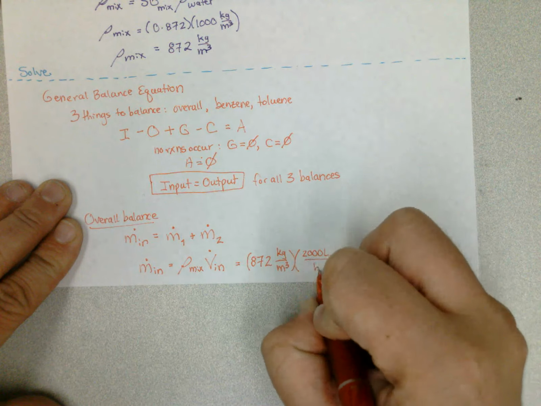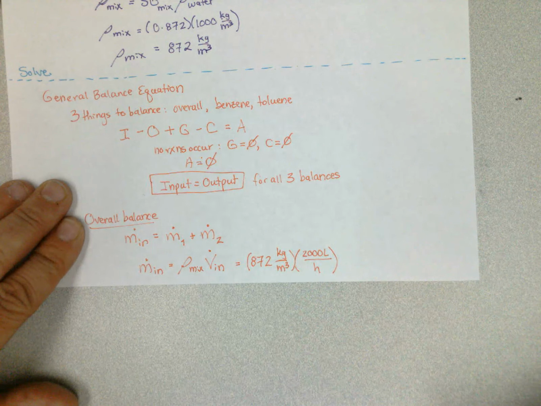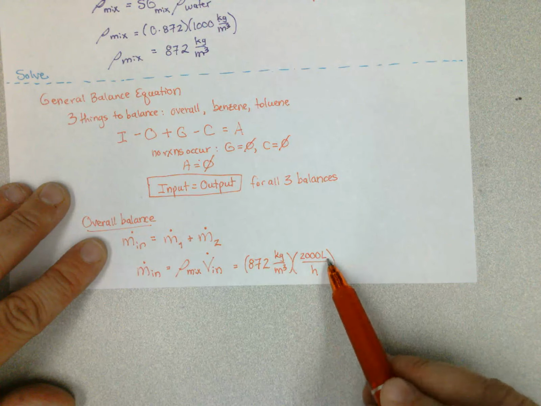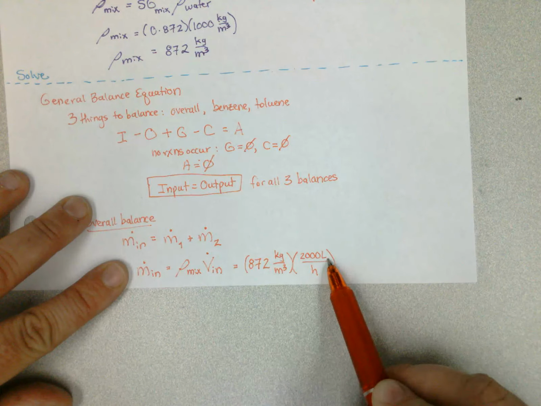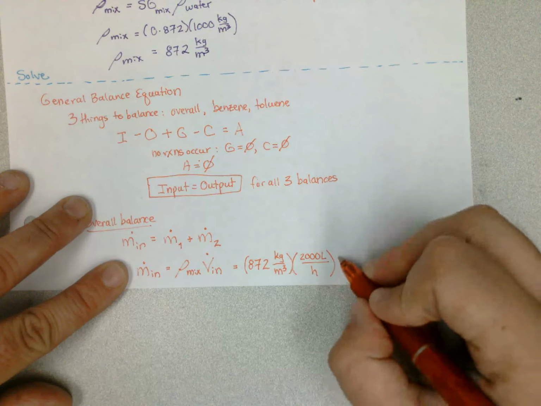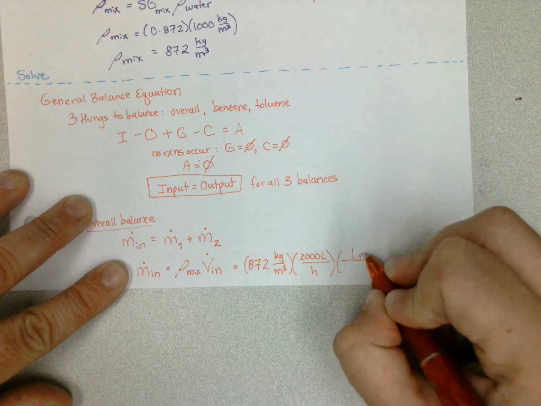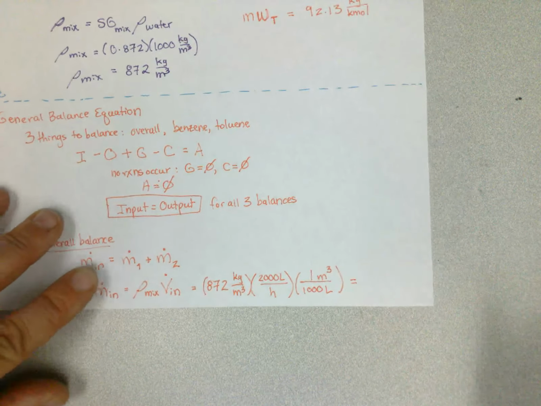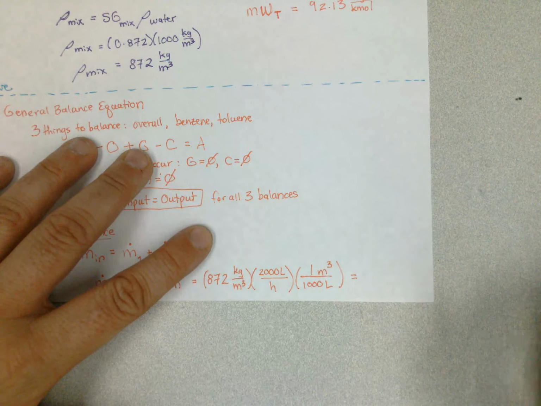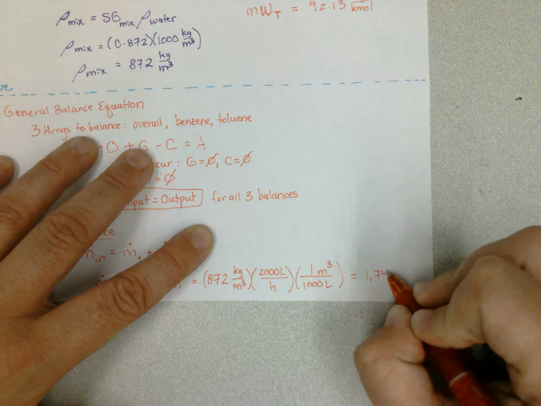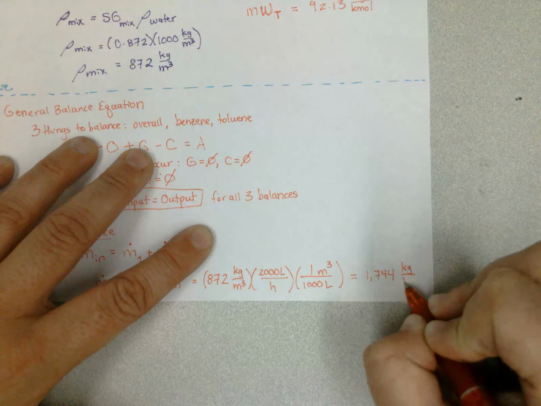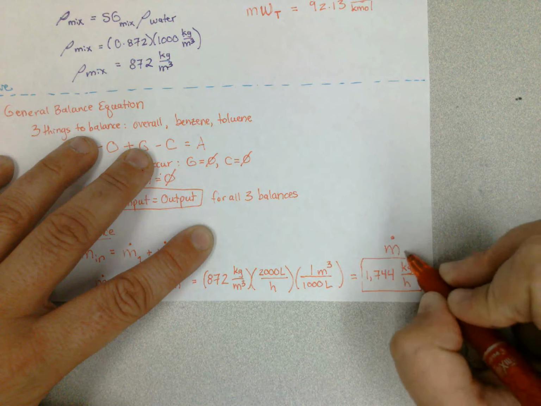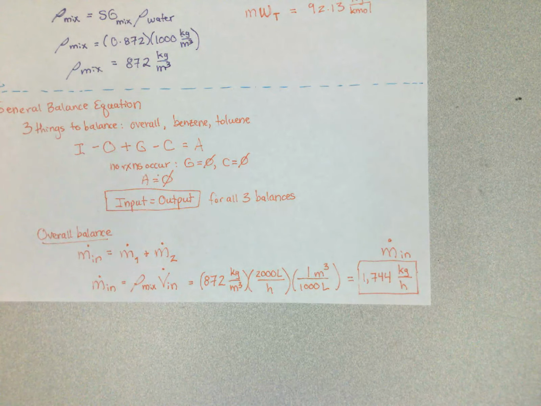2,000 liters per hour. Now, before you do your calculation, make sure that you have some units that make sense. We have meters cubed and liters, so we need to do a conversion because if it's a mass flow, we want kilograms per hour. So we know that 1 meter cubed is the same as 1,000 liters. So if we multiply through, we should get a mass flow rate of 1,744 kilograms per hour. So this right here represents m dot into the system. Okay, so maybe that'll help us later on.